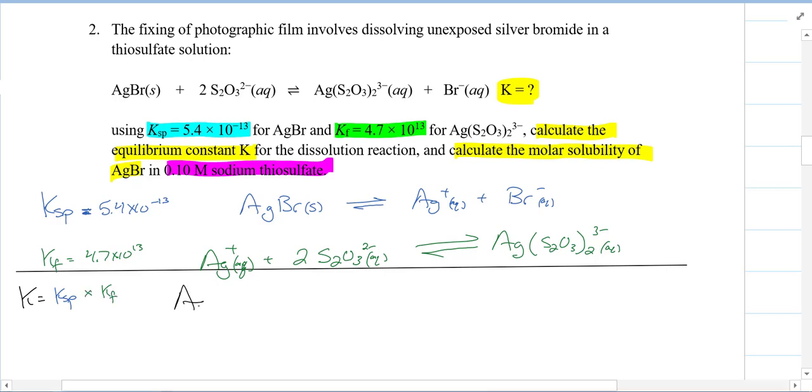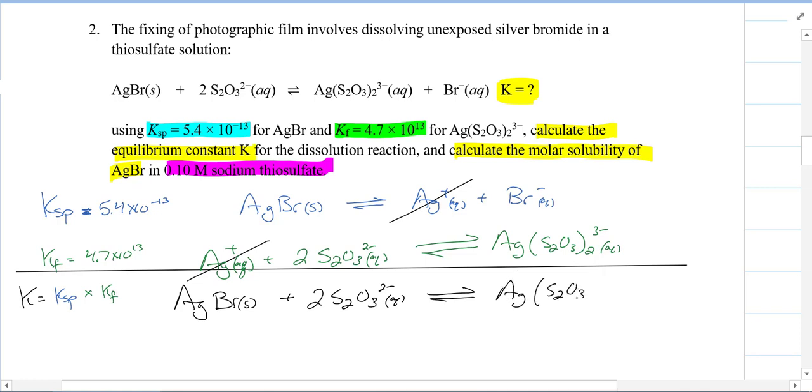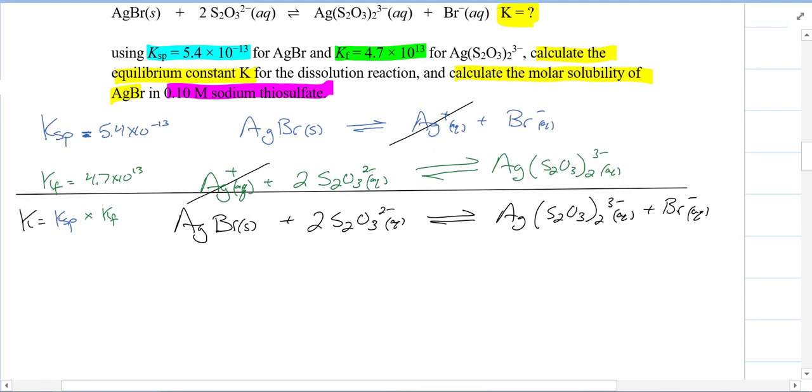And that would be AgBr solid plus silver ion's gone, 2 S2O3 2 minus, going to Ag(S2O3)2 3 minus, and bromide. Okay, excellent. And that K value then would look like, if I do that math, 25.4.